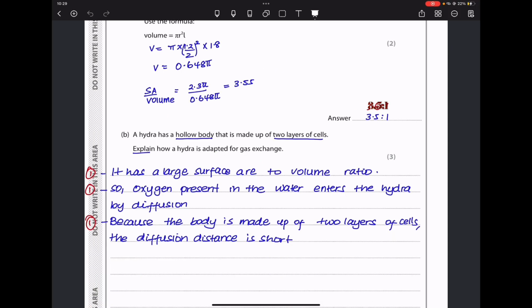In part B, a hydra has a hollow body that is made up of 2 layers of cells. Explain how a hydra is adapted for gaseous exchange. Here they say the body is hollow and only 2 layers of cells, so this means there is a thin distance for substances to come into the hydra, so the diffusion is going to be efficient to supply the things required within the hydra. So I said it has a large surface area to volume ratio, so oxygen present in the water enters the hydra by diffusion. Because the body is made up of 2 layers of cells, the diffusion distance is shorter.